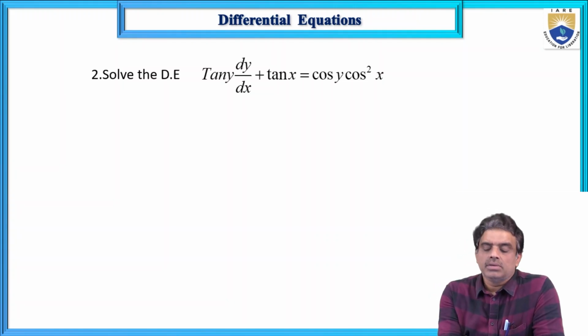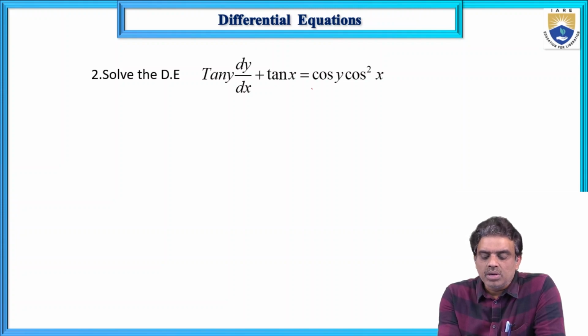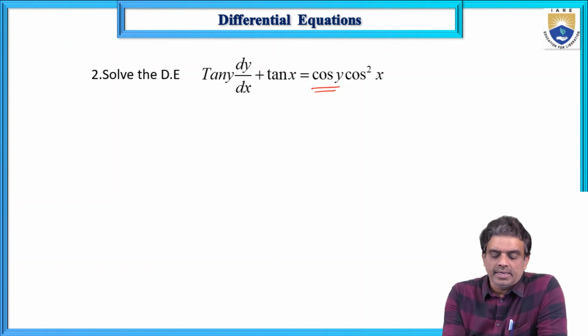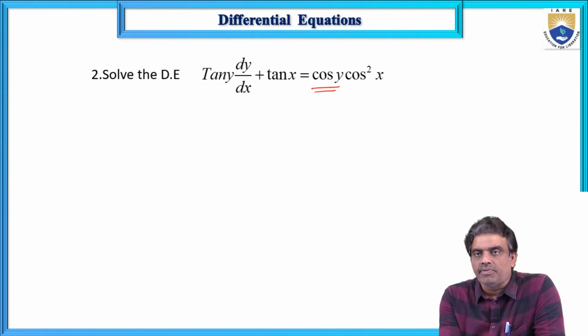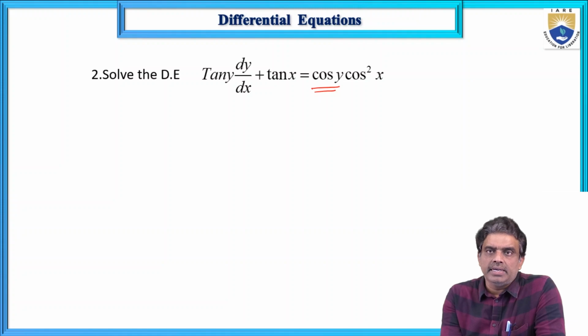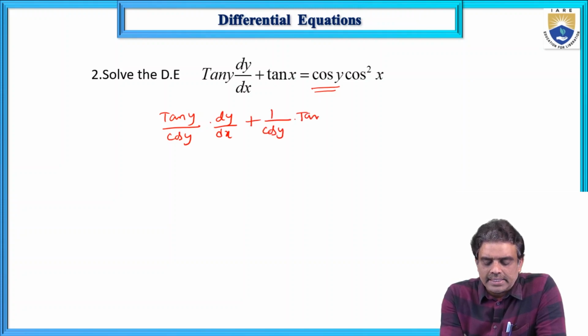First eliminate the cos y term on the right hand side, because the right hand side should be a pure function of x. So first what we have to do is remove cos y from the right hand side. So right side only, function of x only. To make the right side a function of x alone, we have to discard cos y on the right side. That can be done by dividing through the equation by cos y. So what I will get is tan y by cos y of dy by dx plus 1 by cos y of tan x is equal to cos square x.